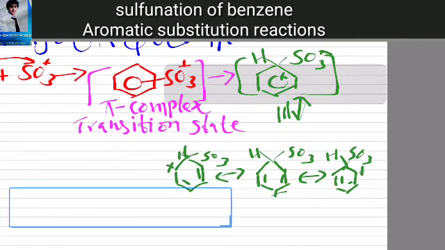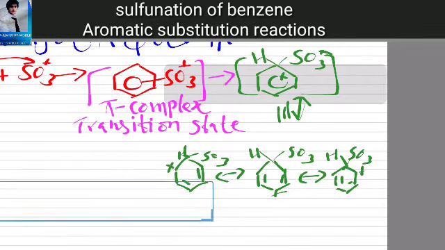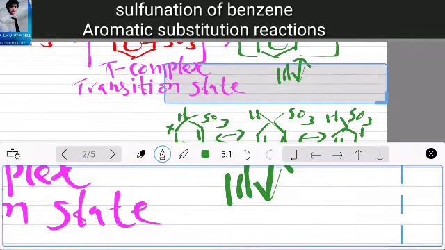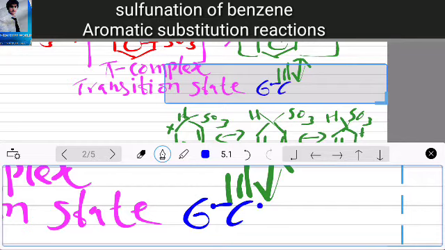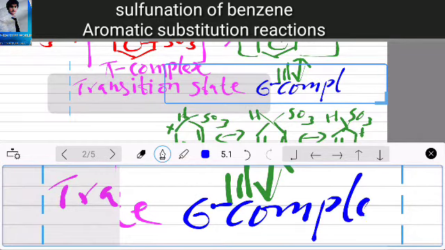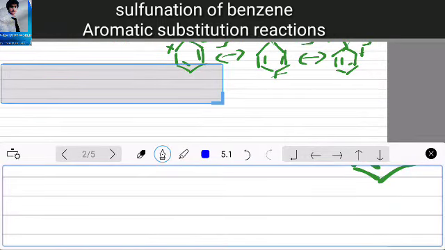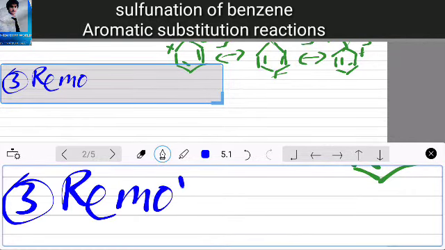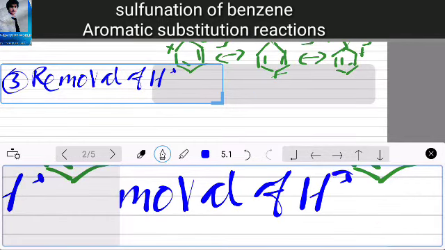Now the third step is removal of H positive from sigma complex, which is the intermediate state. We can write it here, sigma complex intermediate. Now we have to remove H positive. The third step is removal of H positive from sigma complex.